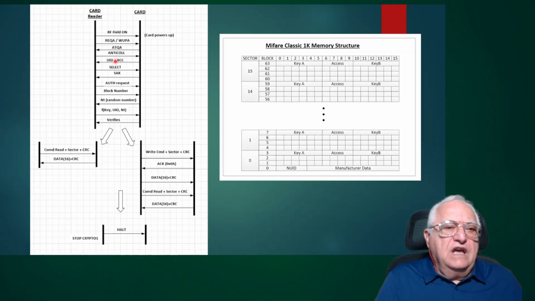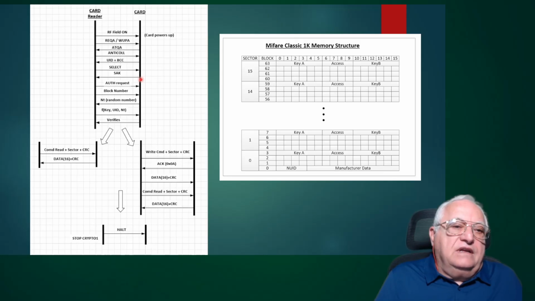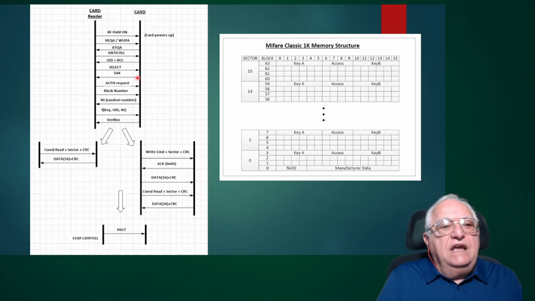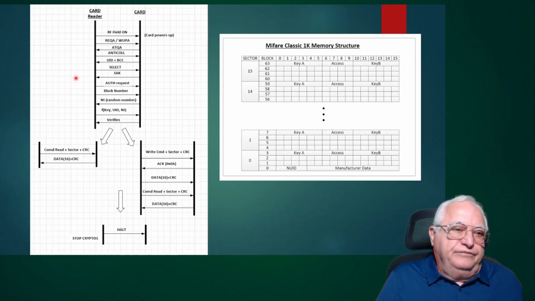After you get the UIDs, you could get more than one, I suppose. The next thing you do is select which one you want to talk to. Once you send the select message, which includes the UID, the card replies with a SAK, which means, yep, you've told me that you've selected me and I agree, I'll talk to you.